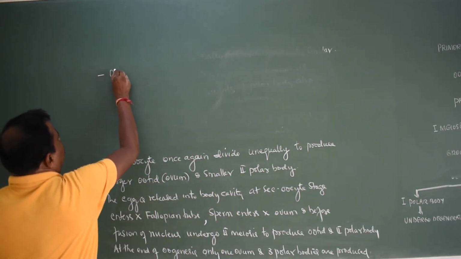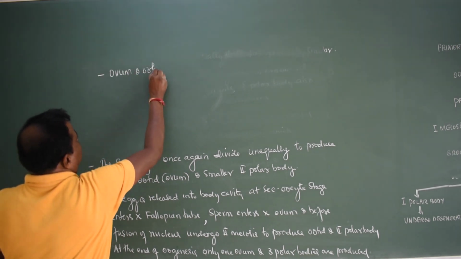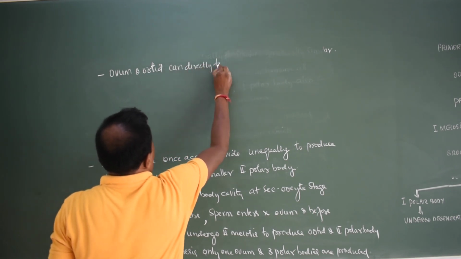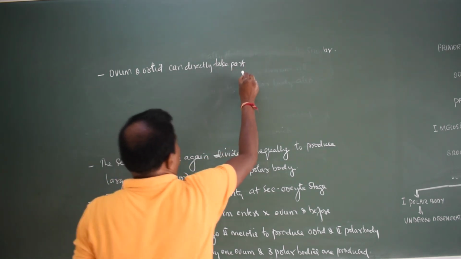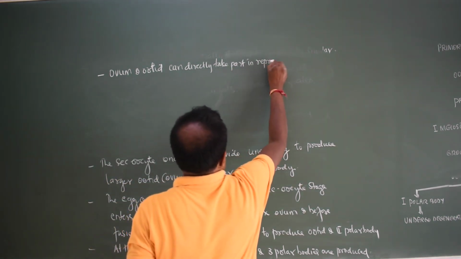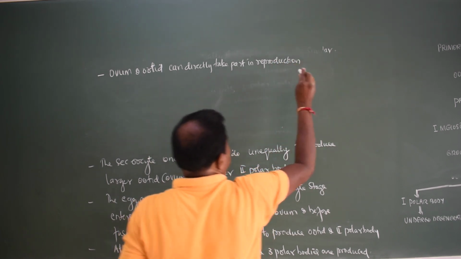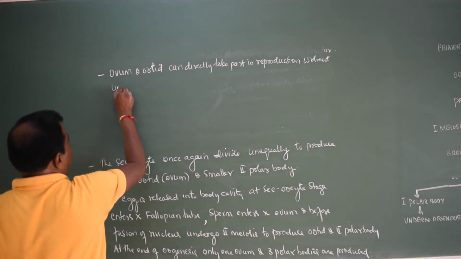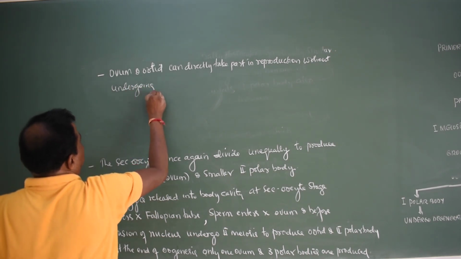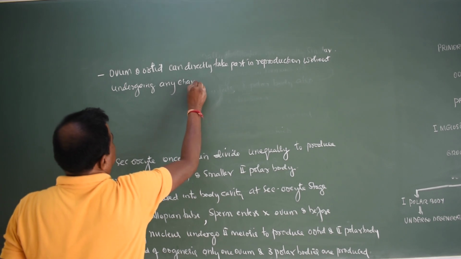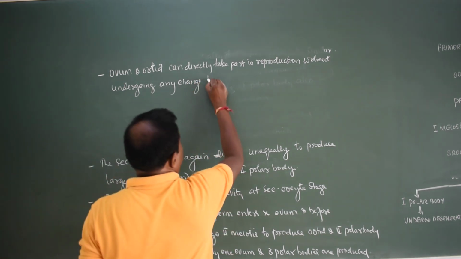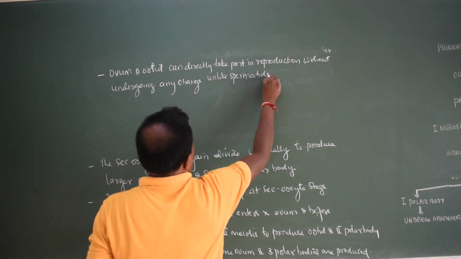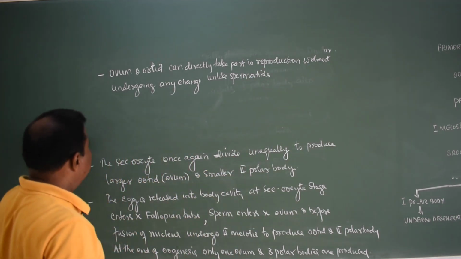The ovum or ootid can directly take part in reproduction without undergoing any change, unlike spermatogenesis, unlike spermatids. This is about oogenesis.